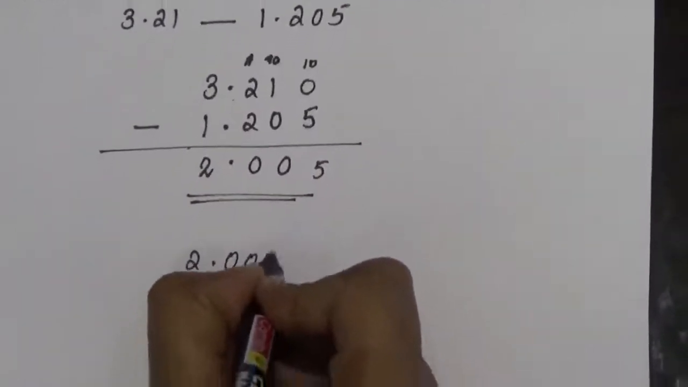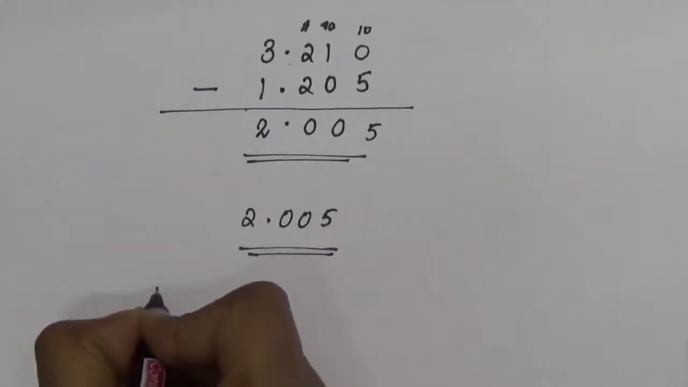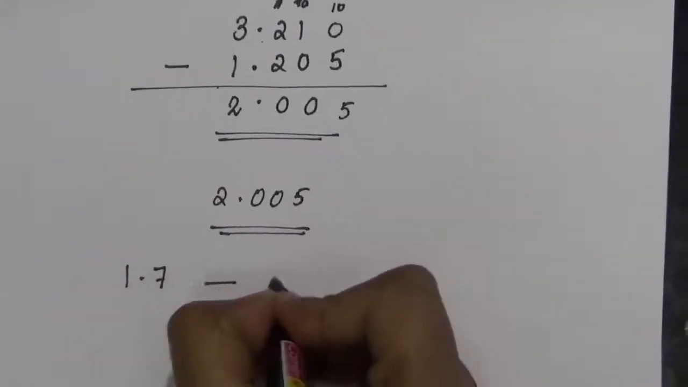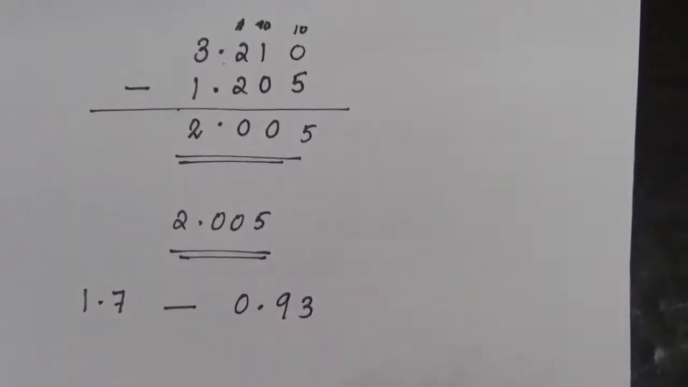I'll give you one more example. Suppose we need to do the operation 1.7 minus 0.93. So what do you get? First write the number 1.7.